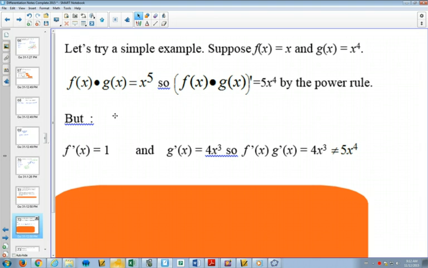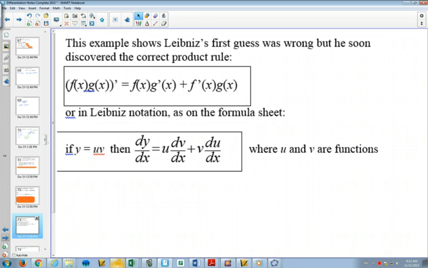She's like, well, maybe I'll go with my second guess. This one. I'll just take the first function and multiply by the derivative of the second function. Then I'll add the second function multiplied by the derivative of the first one, and it should work out. And it does. This is on your formula sheet, because this is the first complicated function. But the idea is this.